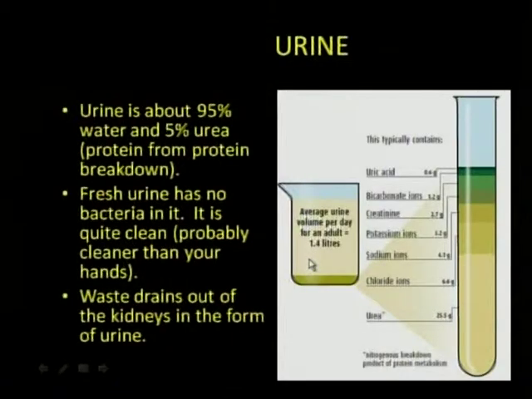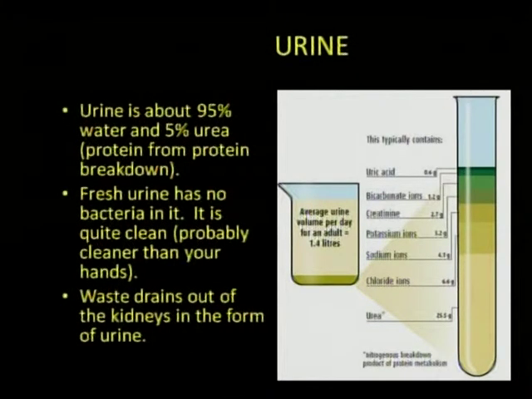Here, friends, this is the composition of urine. Urine is about 95% water and 5% urea. It also has protein from protein breakdown.